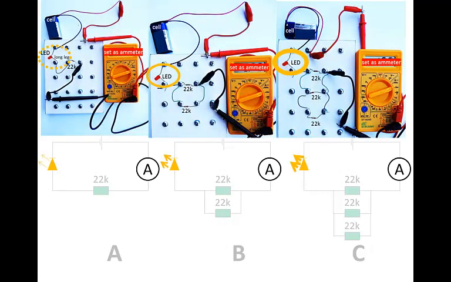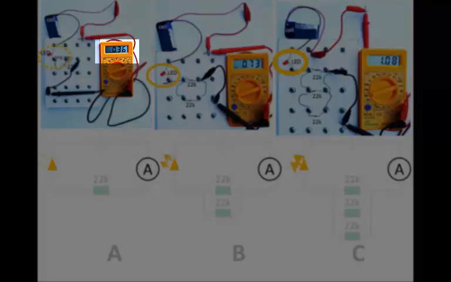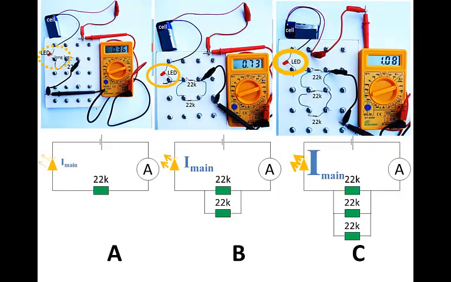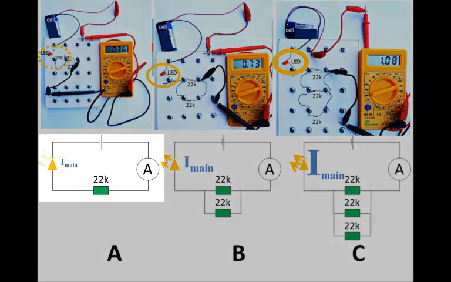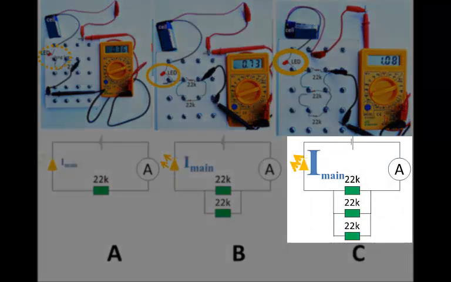We can see the same point by measuring current strength directly with an ammeter. When you do this, you will find that the current strength in circuit A is 0.36 milliamps. The current strength through the main part of circuit B is 0.73 milliamps, and the current strength through the main part of circuit C is even greater, 1.08 milliamps. So you can see the LED brightness and the ammeter reading, they go together. In circuit A, they are both low. In circuit C, they are both a lot higher.